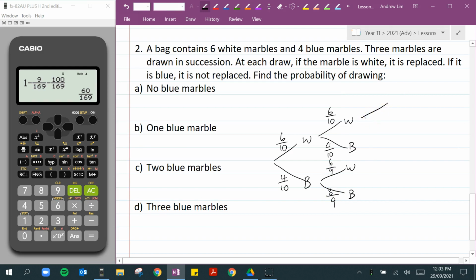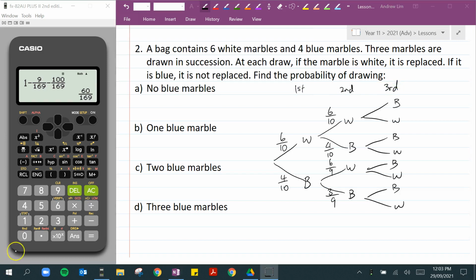And for the third one, blue, white, blue, white, blue, white, and blue, white. So I'm just going to write here first, second, and third marble drawn. Okay, we need to do this because 3 marbles are drawn in succession.